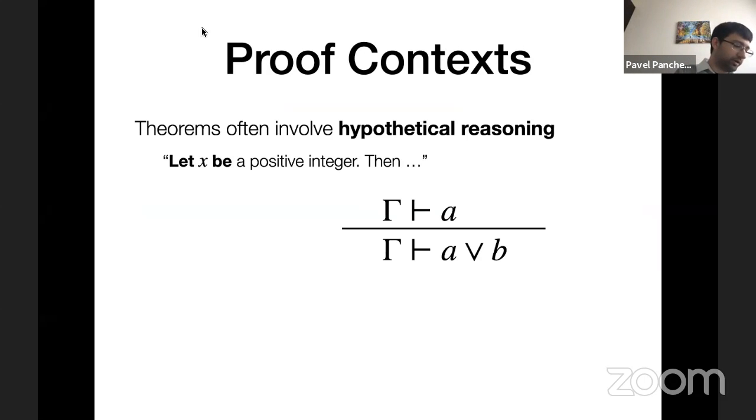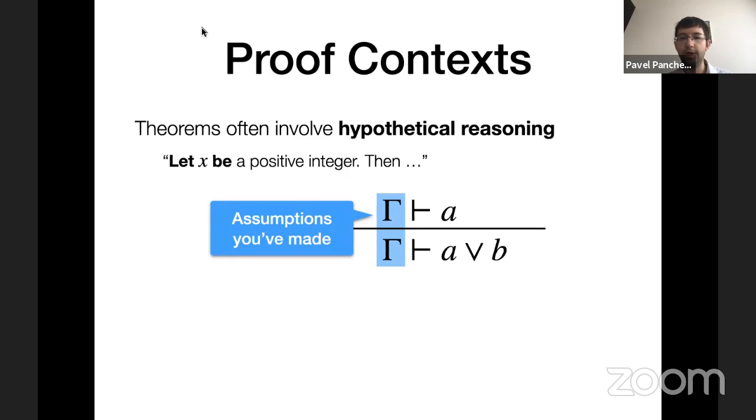So we introduced this turnstile, and then to the left of the turnstile, we have this big weird thing called a gamma. And that gamma is what we call a context. It contains all of the assumptions that you've made. So when we say let x be a positive integer, gamma would be x is a positive integer. And then the thing on the right-hand side of the turnstile is whatever came after the then in your sentence.